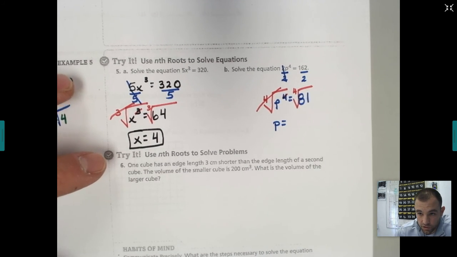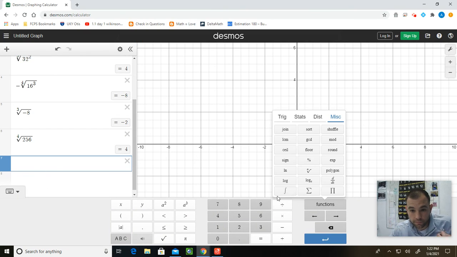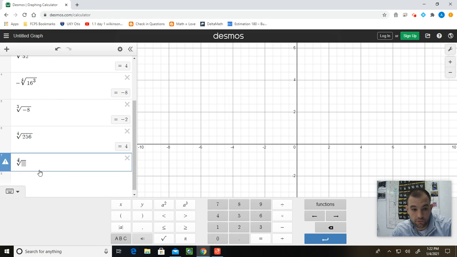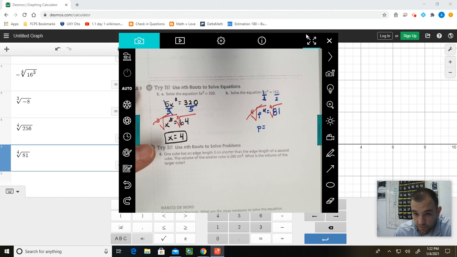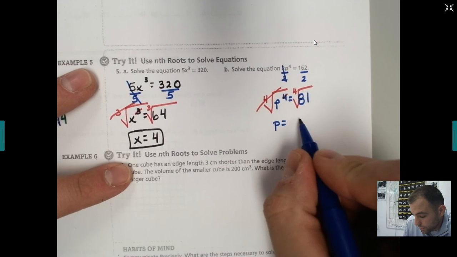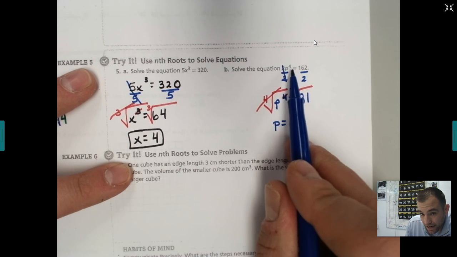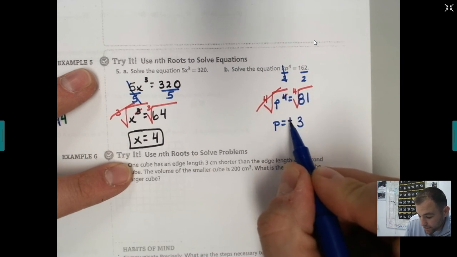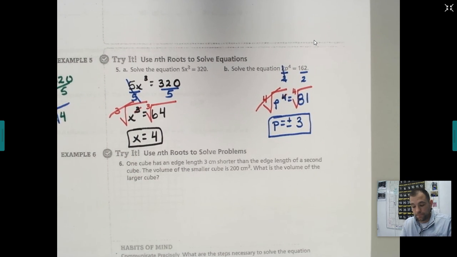If we went to Desmos, just to show you one last time, the 4th root of 81 is 3. But notice that that index, that number in front, that exponent, this 4 right here, is even. So that means it has to be plus or minus 3, like we talked about in the beginning.